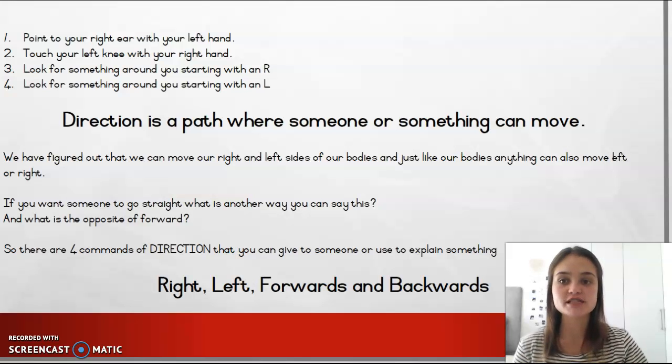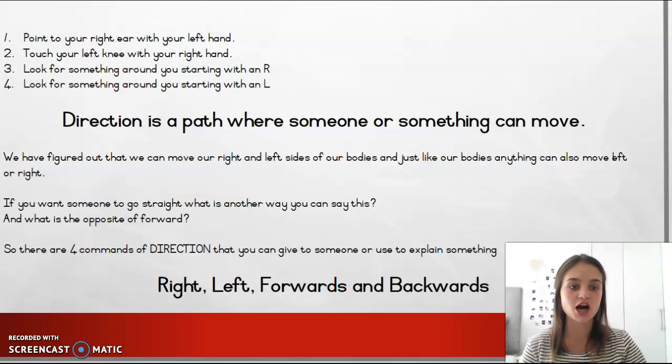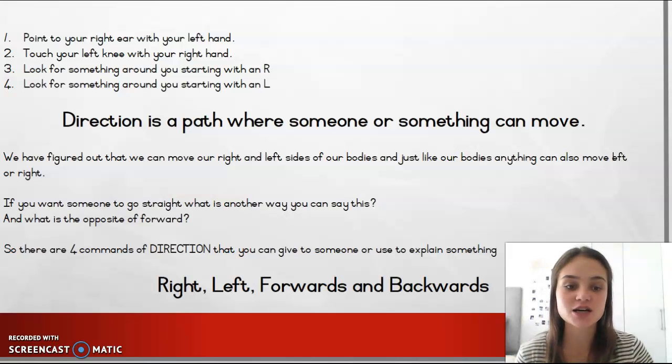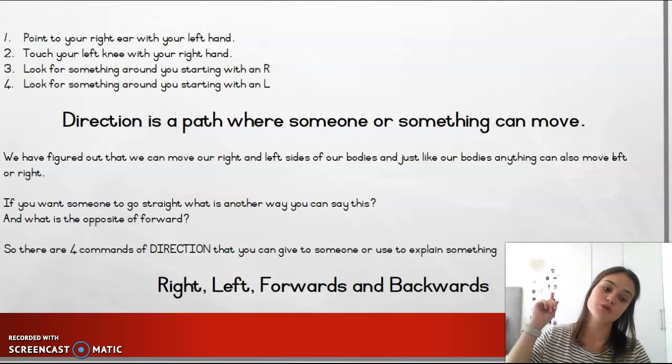Now, look for something around you starting with an R. What can I find? I can find a ruler. I then want you to look for something starting with an L. I found a light on my roof.